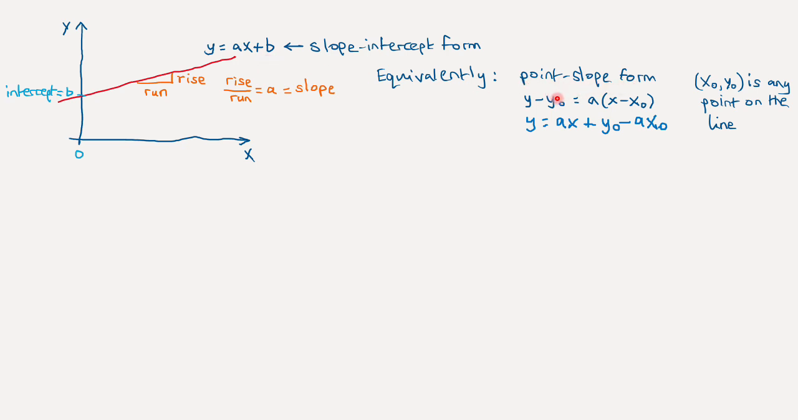So this gives us one way of calculating the intercept if we know the point-slope form of the equation, and we just rearrange it like this, then we know that the intercept would be y0 minus a times x0. So that gives us a way of going back and forth between these two equations. Sometimes it's more useful to have the equation in the point-slope form, sometimes it's more useful to have it in the slope-intercept form. And this just gives us a way of going back and forth. But let's use the slope-intercept form to solve some example problems.